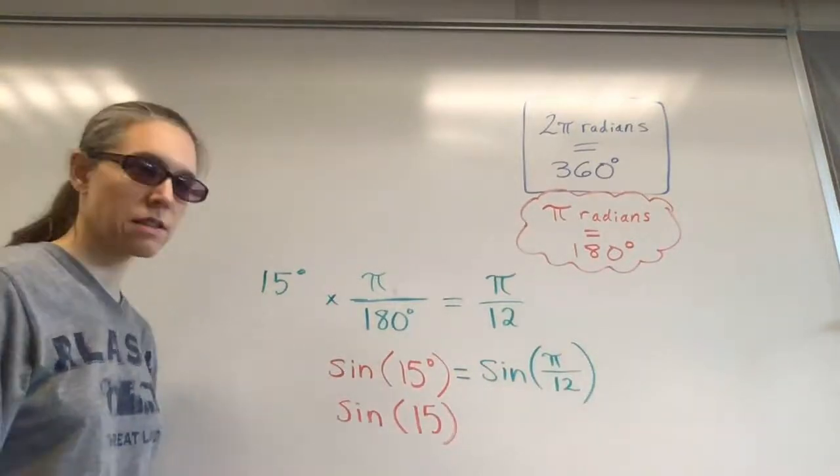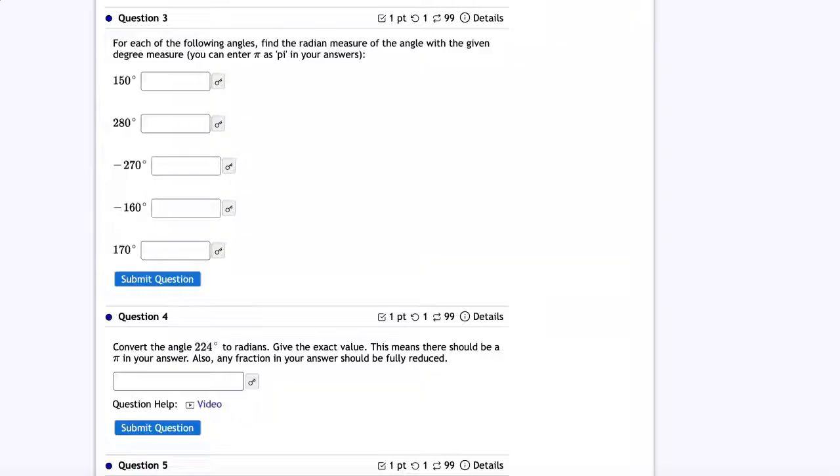So now let's look at some MyOpenMath problems. So here we have a MyOpenMath problem, question number 3. We need to convert negative 160 degrees to radians. So how do we do that? Well, you just take your negative 160 degrees and multiply it by your unit conversion. There are pi radians in 180 degrees.